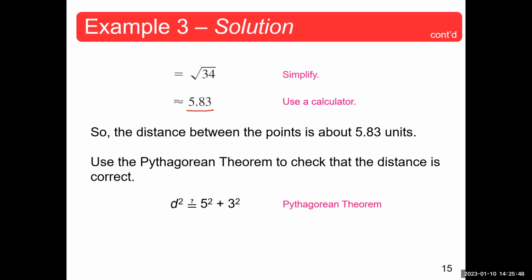You know, you could verify it by saying 5 squared plus 3 squared. I mean, that should be equal to the square root of 34 squared.